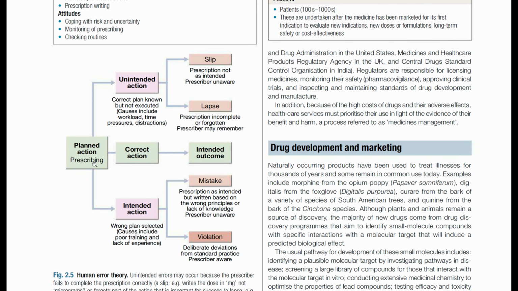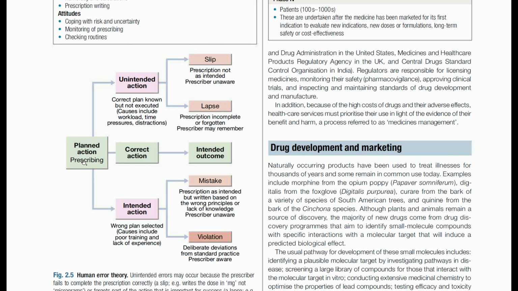Planned action, prescribing, unintended action, slip or lapse. Unintended action: correct plan known but not executed. Causes include workload, time pressures, distractions. Slip: prescription not as intended, prescriber unaware. Lapse: prescription incomplete or forgotten, prescriber may remember.